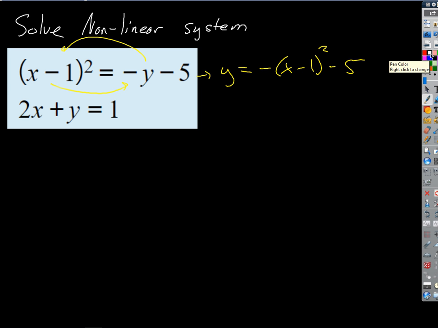Exactly. Now let's look at this top equation up here. Which variable do you suppose we'd probably want to substitute for? Y. Why? Yeah, because look, it's linear. It's by itself and it's to the first power.